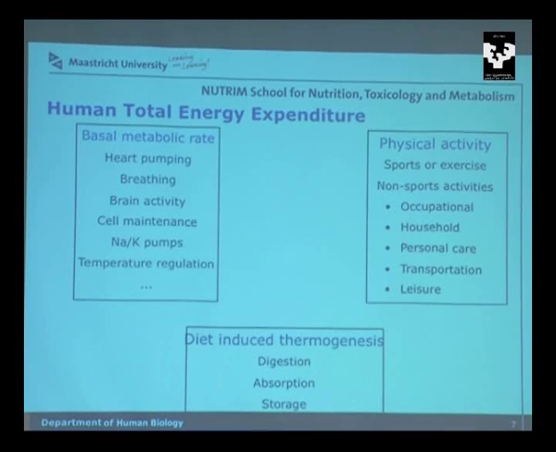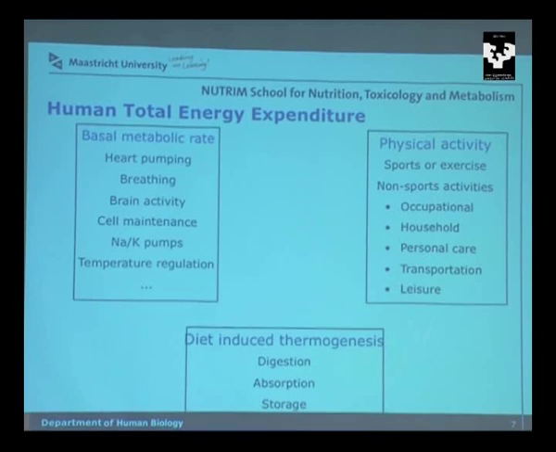The diet-induced thermogenesis is not such a big component, but it does mean that everything you eat, everything you drink, part of the energy in that food will be used just for digestion, absorption, and storage of that food. So part of the energy is basically lost immediately.